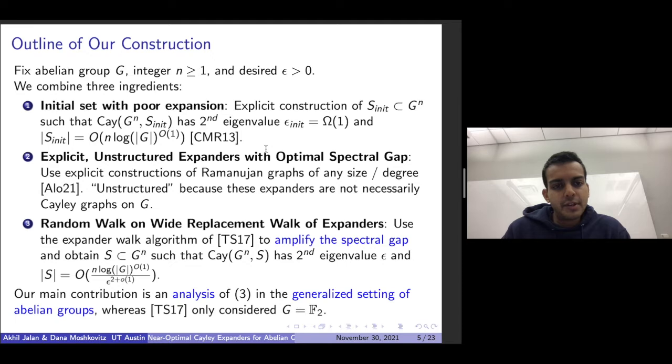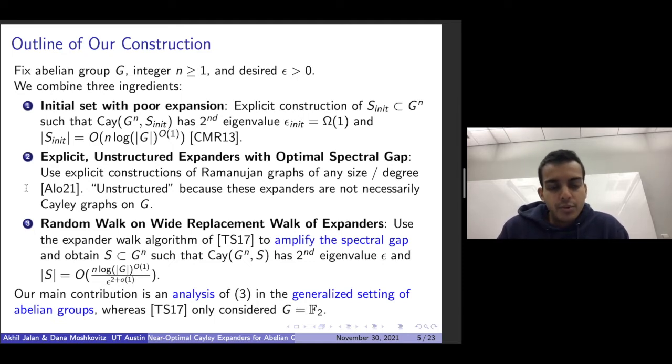Next, we'll use explicit unstructured expanders with really good spectral gap. There are many constructions out there; the ones that we use are due to Alon. By unstructured, what we mean is that these are expander graphs, but they don't necessarily have a group structure. They don't correspond to Cayley graphs. So somehow we will need expander graphs to build our expander graphs, but these are unstructured, whereas at the end of the day, we want expander graphs that are also Cayley graphs.